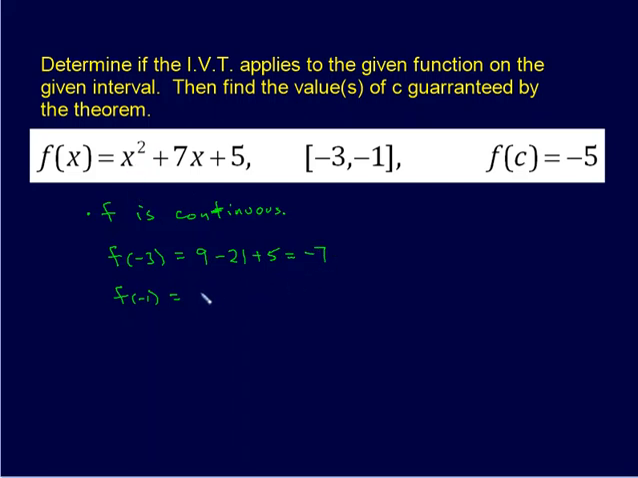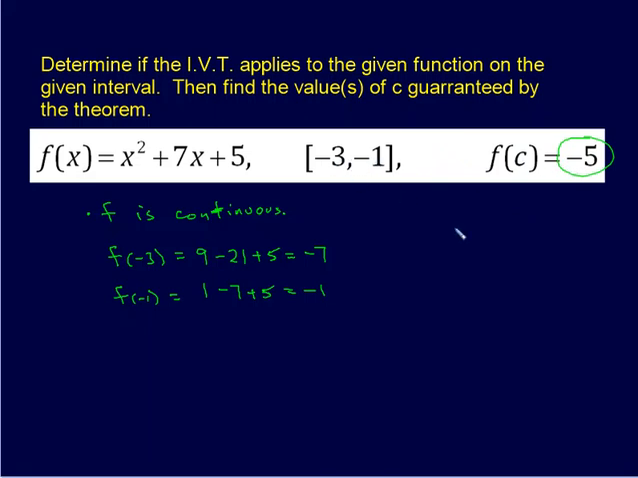Taking -1 squared first is going to be 1. 7 times -1 is -7, and then plus 5. So noting now that I have 1 minus 7, which would be -6, and -6 plus 5 is -1. Now I arbitrarily gave you a number here, -5. We're going to try and see, is it guaranteed that the function will equal -5 somewhere within this interval?